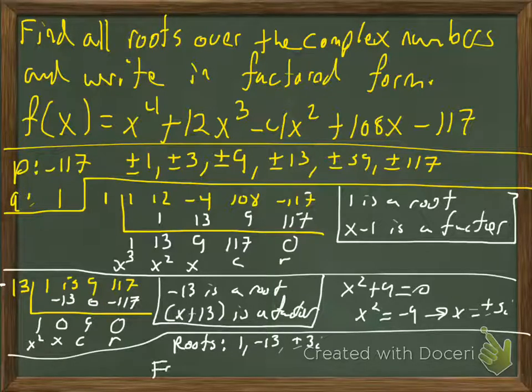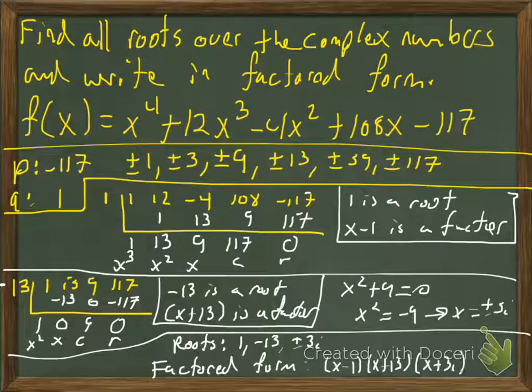So for my factored form, the fundamental theorem of algebra says that I can do this over the complex numbers. I can break any polynomial up into a product of linears over the complex numbers. So it's going to be x minus 1, x plus 13, x plus 3i, and x minus 3i. So completely broken down.